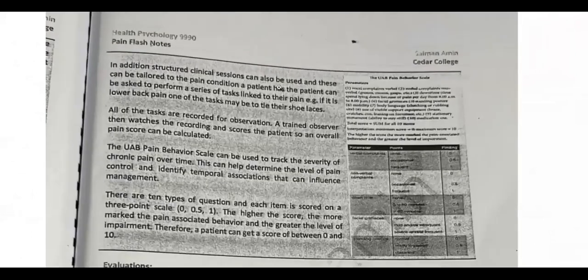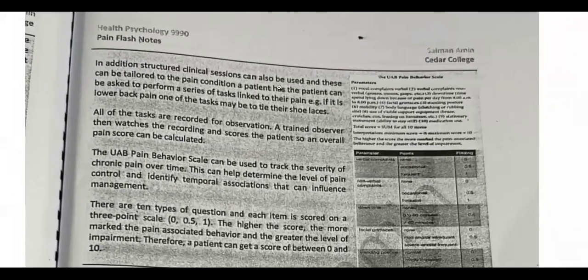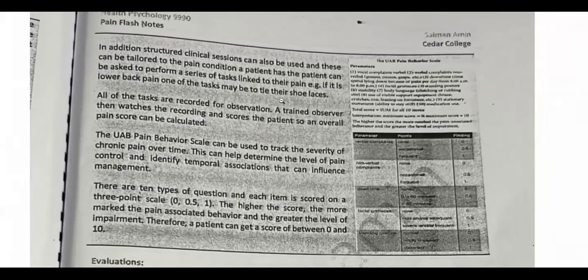So in addition, structured clinical sessions can be used. So again, they're telling all the ways you can observe a person's behavior. Now within that, one example is the UAB behavior scale, which can be used to track the severity of chronic pain over time. This can help determine the level of pain control and identify temporal associations that influence management. There are 10 types of question, and each item is scored on a 3-point scale, 0, 0.5, and 1. The higher the score, the more marked the pain associated with the behavior.